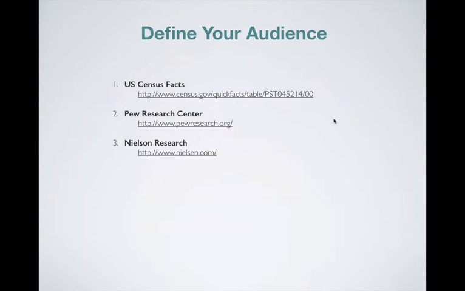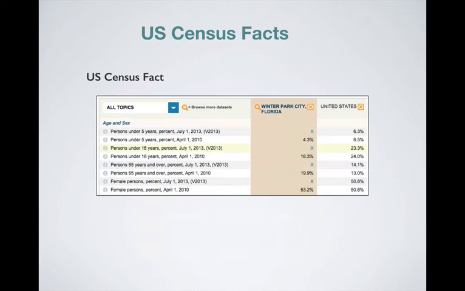Some of this information you can research. U.S. Census Facts is really helpful for getting the demographics of a specific town, sometimes down to a specific zip code. So really helpful. Pew Research does tons of media research. They release a report every year on social media use. And the Nielsen, as you might know them from the Nielsen ratings, they do research on media use as well. And they have some interesting information on a variety of topics related to media.